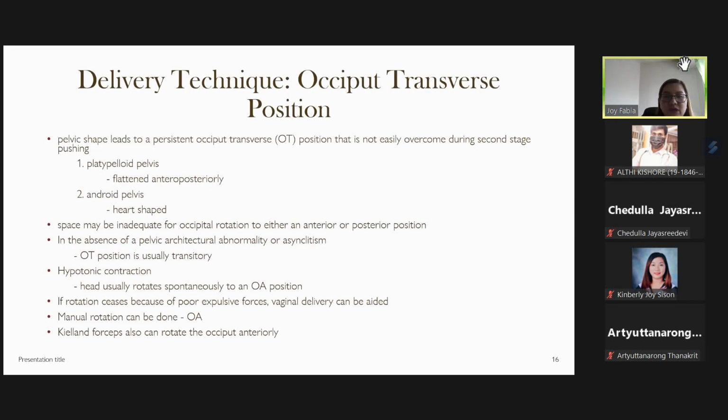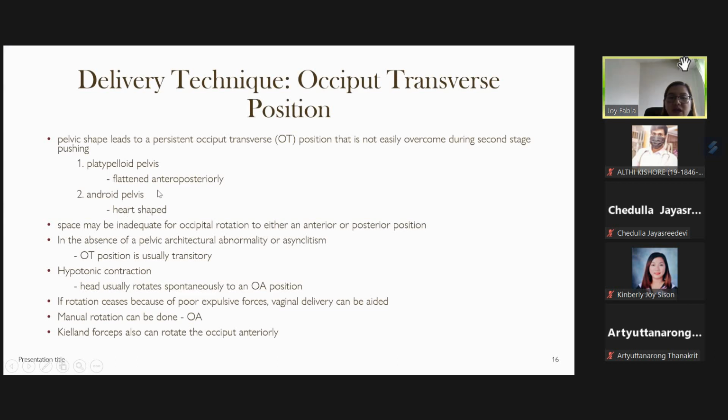Let's go to the occiput transverse position. According to the book, the pelvic shape leads to a persistent occiput transverse position, which is not easily overcome during the stage of pushing. There are two types of pelvis that are associated with persistent occiput transverse: those who have a platypelloid pelvis and android pelvis.